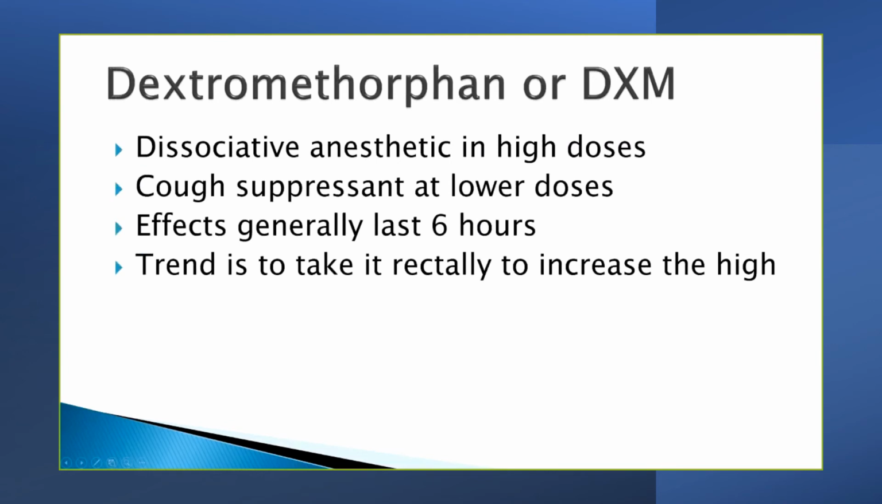Moving on to dextromethorphan. This is in NyQuil. This is in most of your cough suppressants. Your Robitussin DM, the D stands for, guess what? Dextromethorphan. In high doses, and I'm talking really high doses, it's a dissociative anesthetic. At lower doses, it's a cough suppressant and generally lasts about 6 hours.